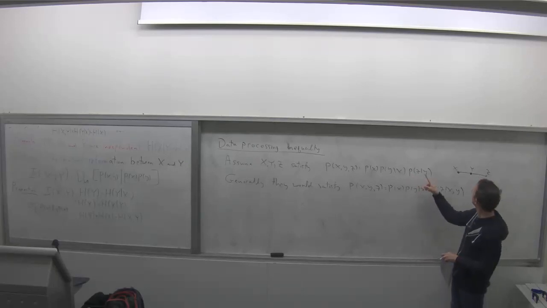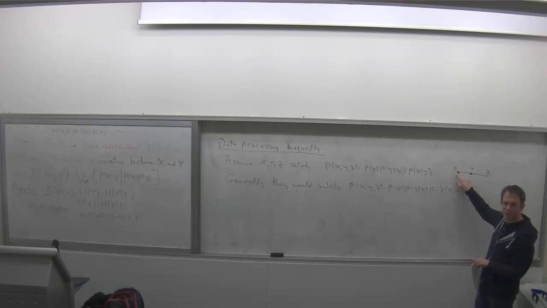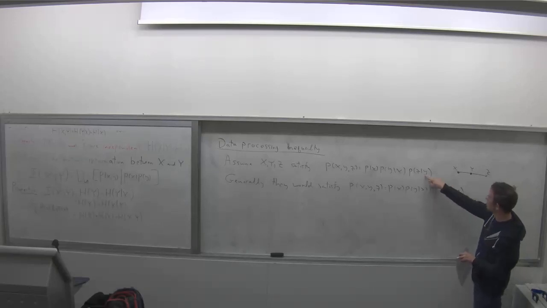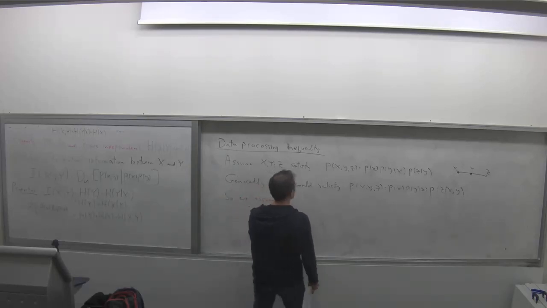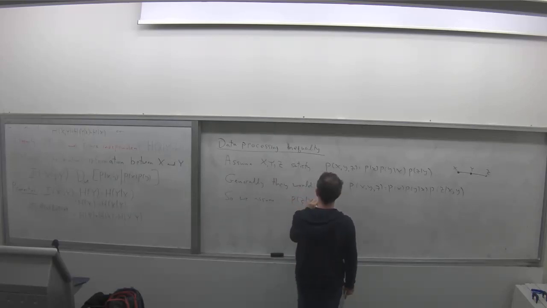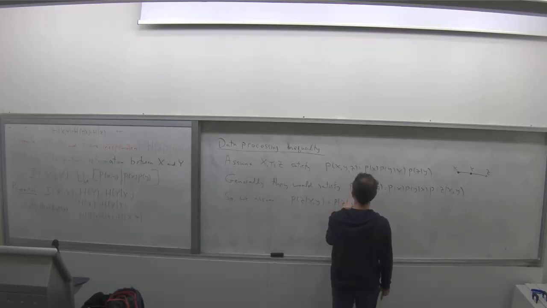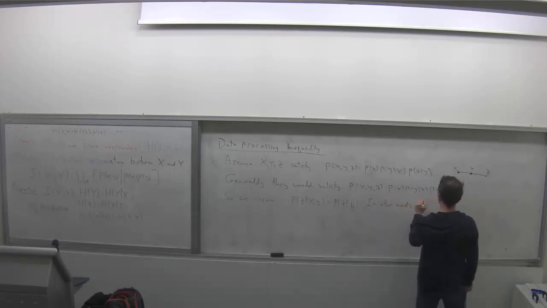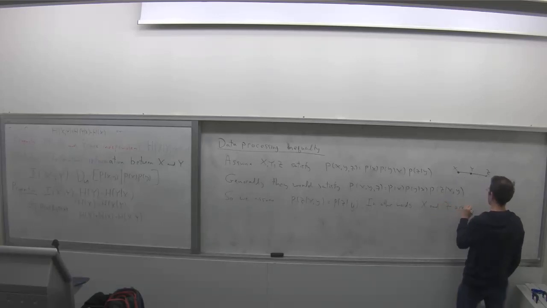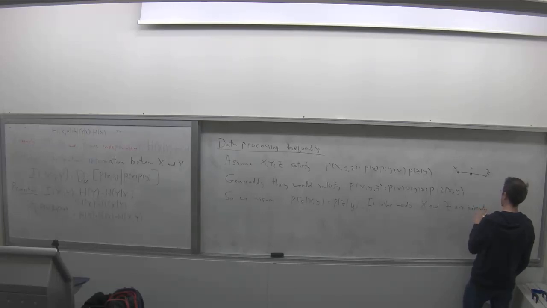Z doesn't care about X. So Z given Y doesn't care about X, which means basically that Z and X are independent given Y. So the last two terms are equal between these formulas. So we assume that P of Z given X and Y is equal to P of Z given Y. In other words, X and Z are independent given Y.